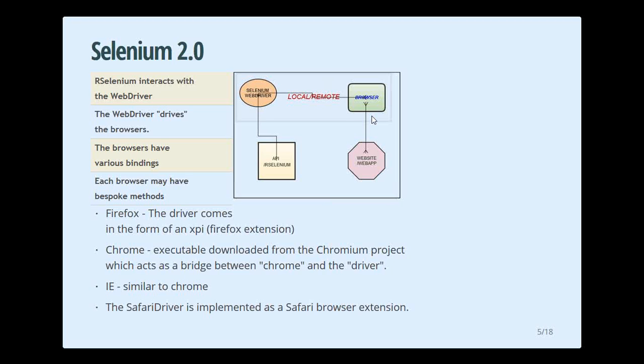The Selenium WebDriver communicates with the browser through a particular binding, and each browser will have its own way of implementing the binding. Firefox and Safari, they both implement it in a similar fashion through a browser extension, whereas Chrome and Internet Explorer have a standalone executable that acts as a bridge between the browser and the Selenium WebDriver.